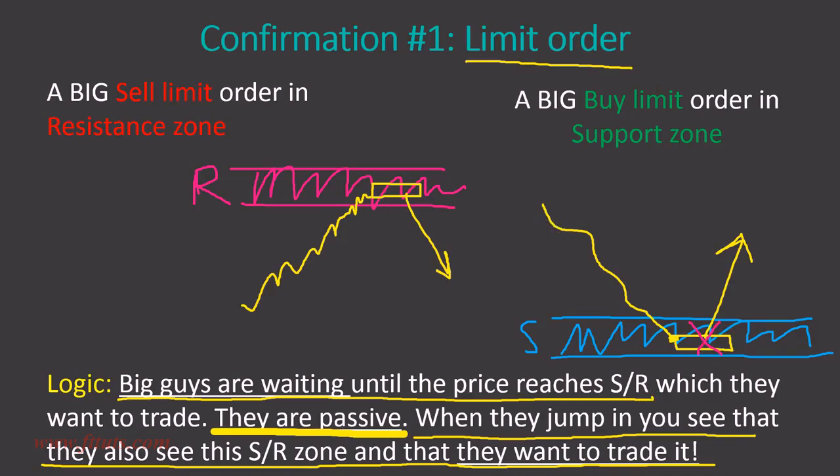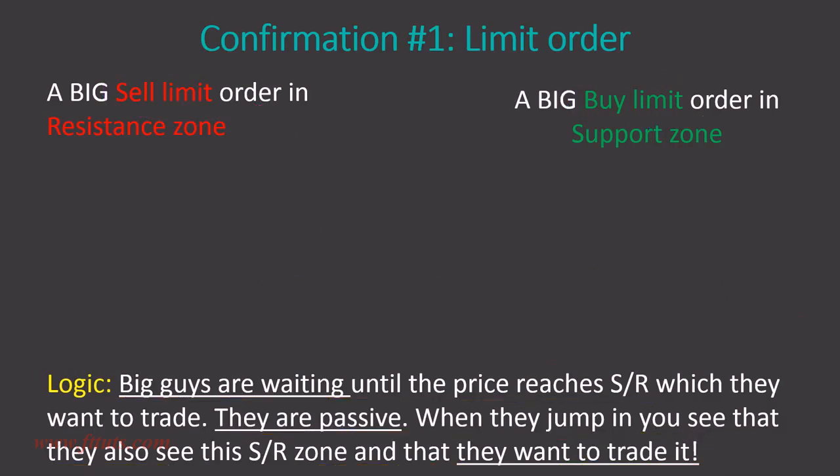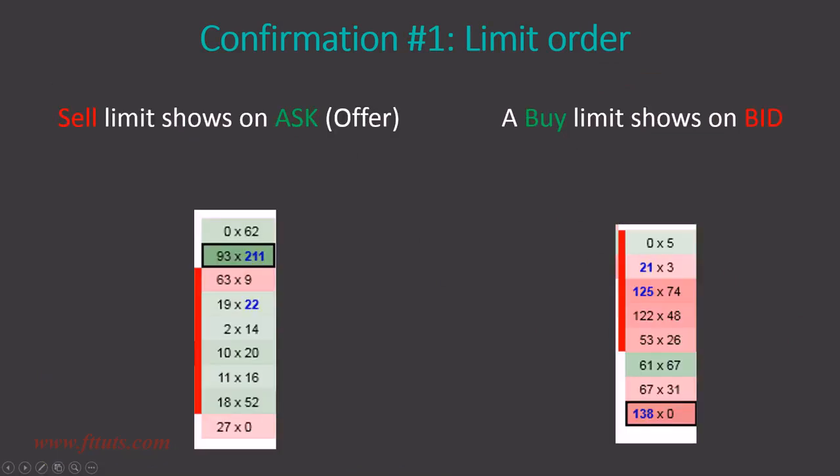Alright, so in short trade scenario, you want to see a seller limit in here. This needs to be a sell limit. And for a long trade, you need to see buy limit. This needs to be a buy limit in here. Alright, so this is how you use it. This is how you use the limit order as a confirmation.